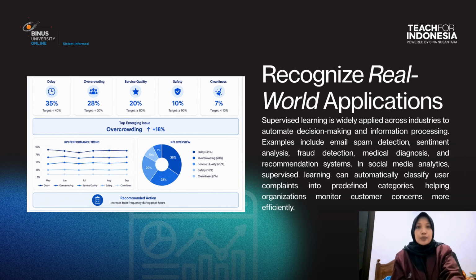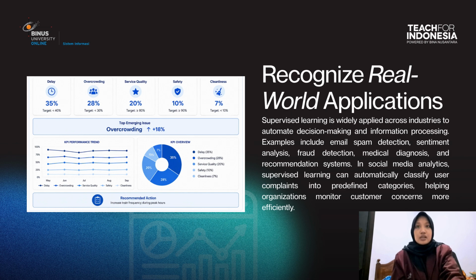By applying supervised learning, complaints can be automatically classified into predefined categories such as delays, overcrowding, service quality, safety, and cleanliness. This enables organizations to process large volumes of feedback more efficiently and consistently.